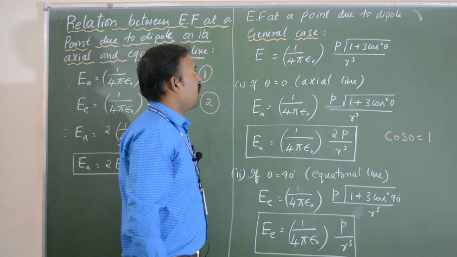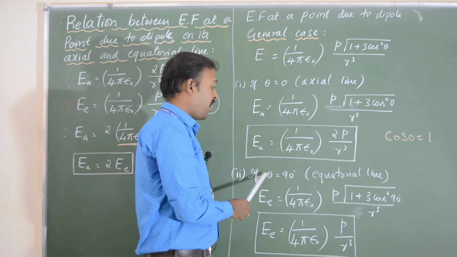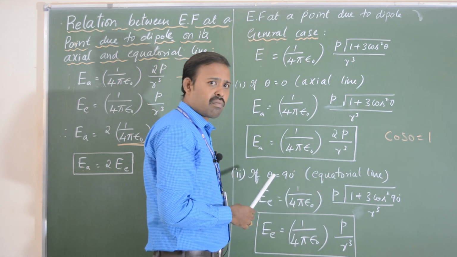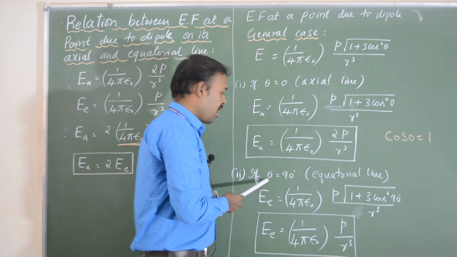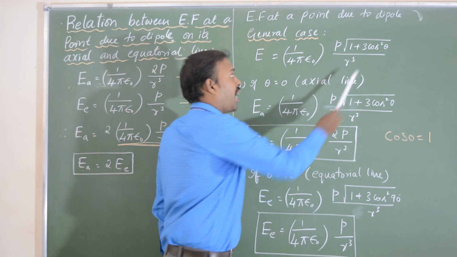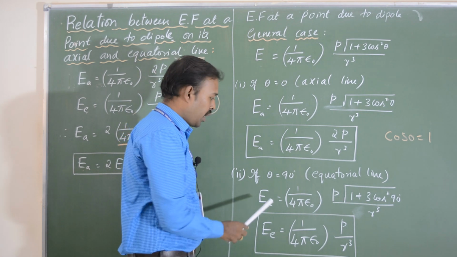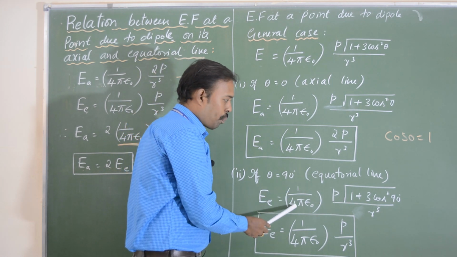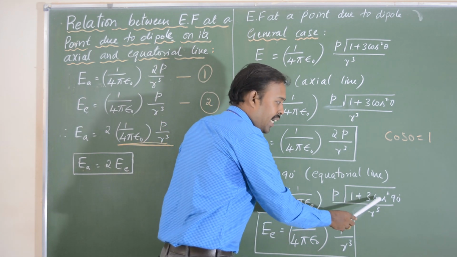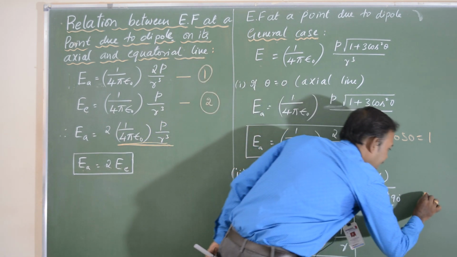Now I will put theta is equal to 90 degrees. If theta is 90 degrees, the point lies on an equatorial line. So same thing, I am going to substitute theta is equal to 90 degrees in place of theta. The equation reduces to E is equal to 1 by 4 pi epsilon naught p square root of 1 plus 3 cos square 90 divided by r cube. What is cos 90?